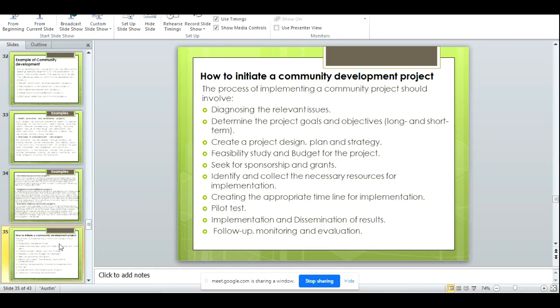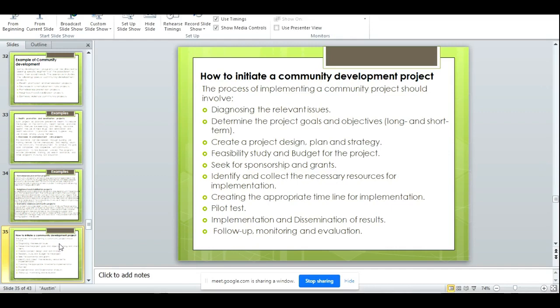And also, in some form of community development project, you have to do a pilot test. For example, you want to share questionnaires. It is important to do pilot tests to know if the intervention you are trying to bring to the community will work. So if you do your pilot test and you see that it's working perfectly, you can go ahead.